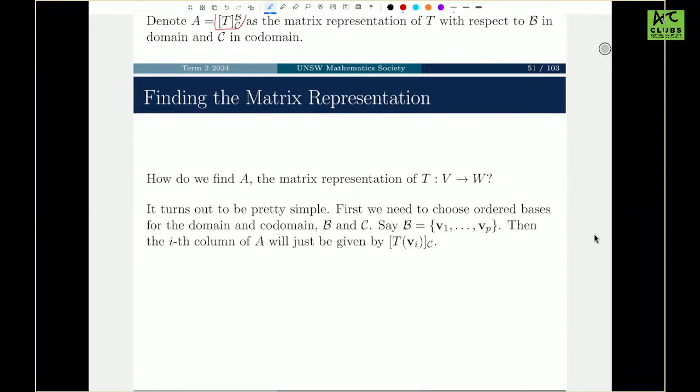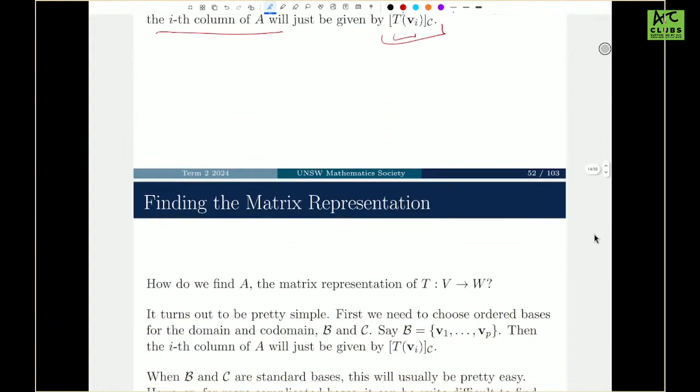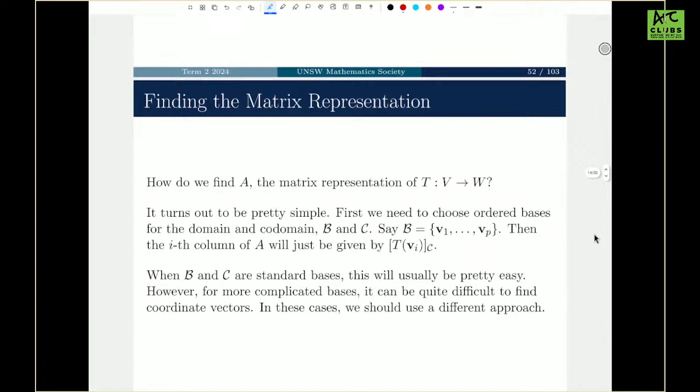First we choose ordered bases for the domain and codomain. Suppose we have these two; we have to start out with these two bases because A depends on them. Suppose B is this. Then the ith column of A is just going to be the transformation of the ith vector in this basis as a coordinate vector under the basis C. That makes sense.